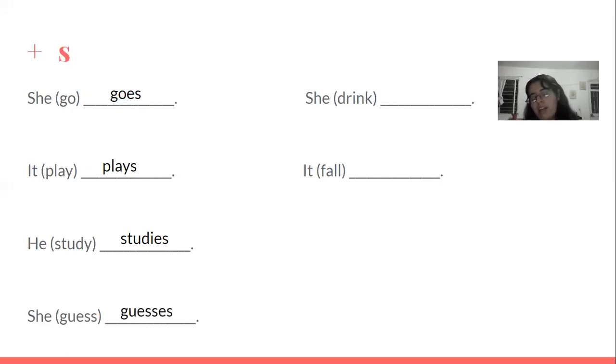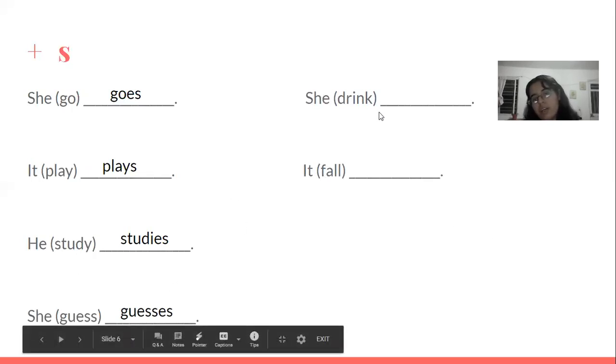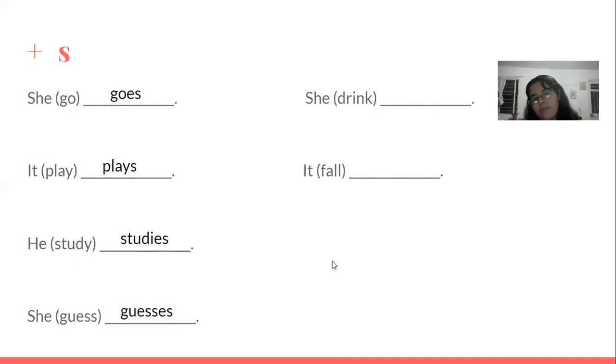We add the ES. Then the fifth one, she drink. It would be she drinks. It doesn't fall into any of the other rules, so we just add S. And then it would be it falls. That one also doesn't go into any of the rules, so we just add S.